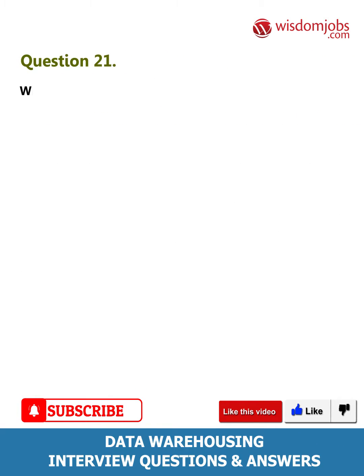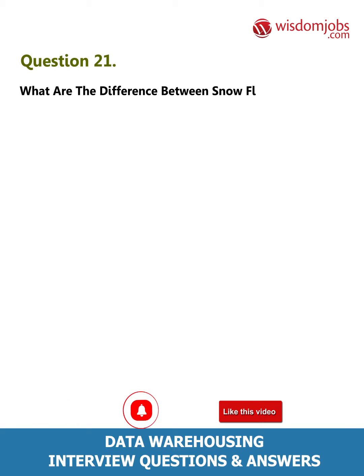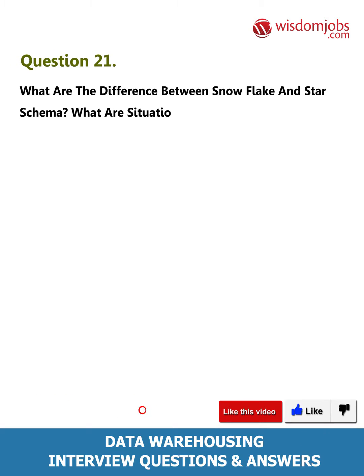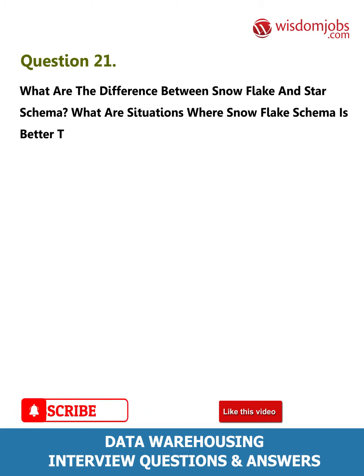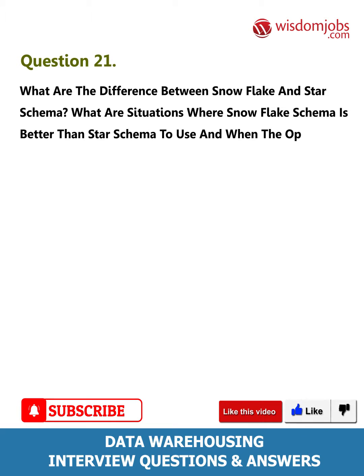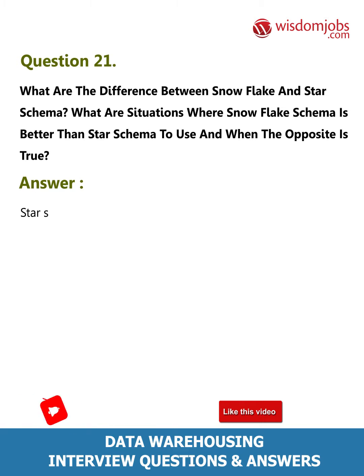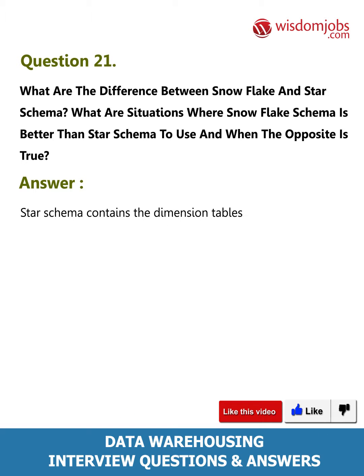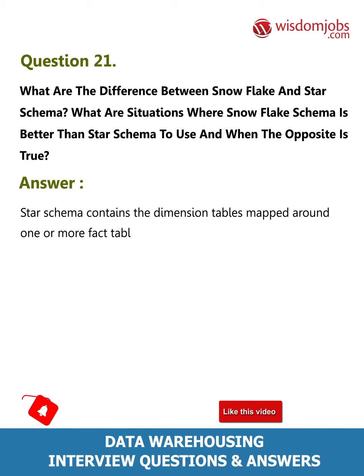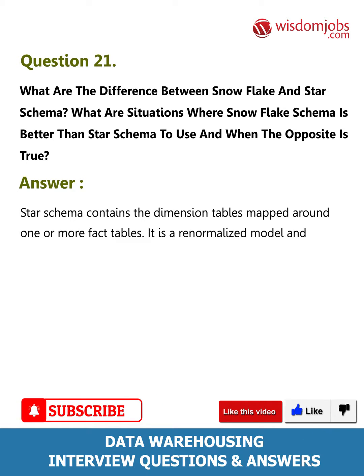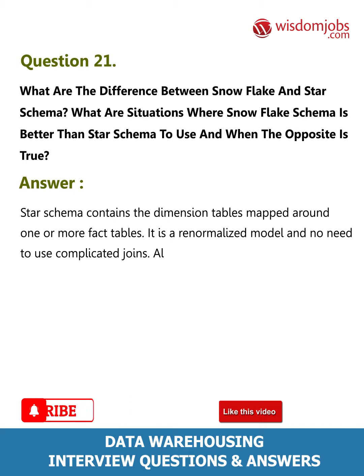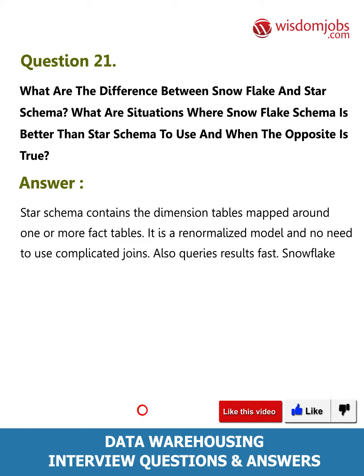Question 21. What are the differences between snowflake and star schema? What are situations where snowflake schema is better than star schema to use and when the opposite is true? Answer. Star schema contains the dimension tables mapped around 1 or more fact tables. It is a denormalized model and no need to use complicated joins. Also queries results fast.